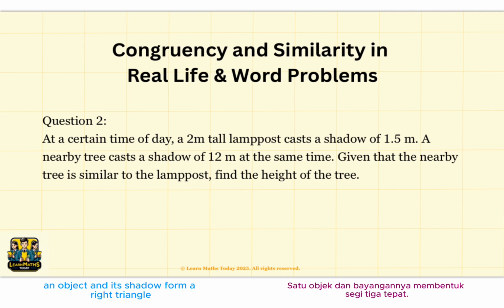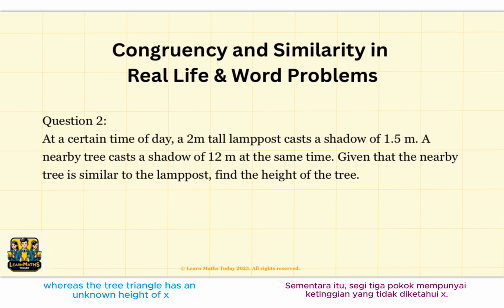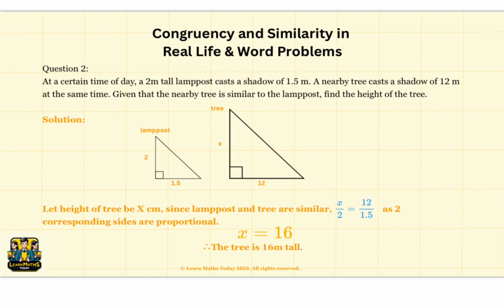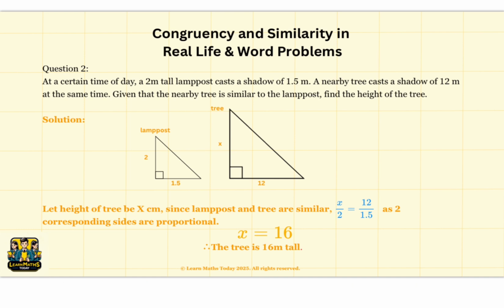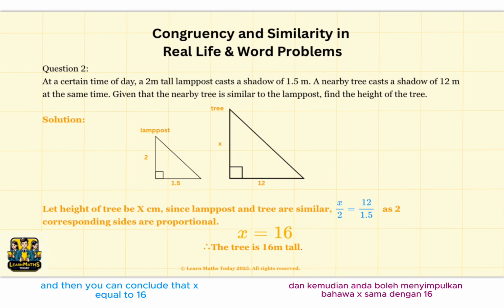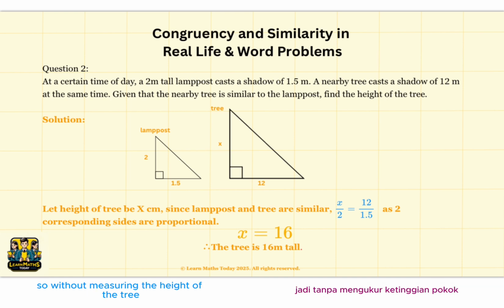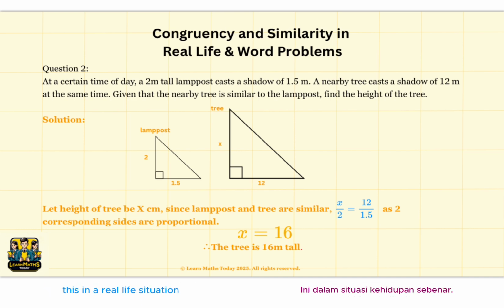Let's try to visualize this. An object and its shadow form a right triangle with the ground. The lamppost triangle has a height of 2 meters and a base of 1.5 meters, whereas the tree triangle has an unknown height of x and a base of 12 meters. Once you draw the diagram like this, let the height be x meters. Since the lamppost and tree triangles are similar, you can write x divided by 2 equals 12 over 1.5. And then you can conclude that x equals 16. So without measuring the height of the tree directly, you can know that the height of the tree is 16 meters just by measuring the length of the shadow. Here, you can clearly see how we are using this in a real-life situation.